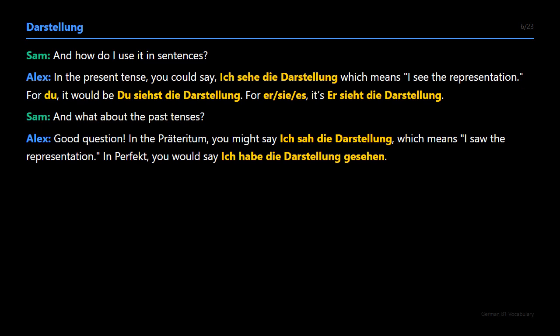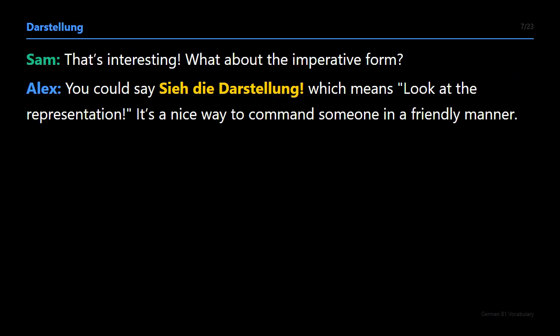And what about the past tenses? Good question. In the Präteritum, you might say Ich sah die Darstellung, which means I saw the representation. In the Perfekt, you would say Ich habe die Darstellung gesehen. That's interesting. What about the imperative form? You could say Sieh die Darstellung, which means look at the representation. It's a nice way to command someone in a friendly manner.